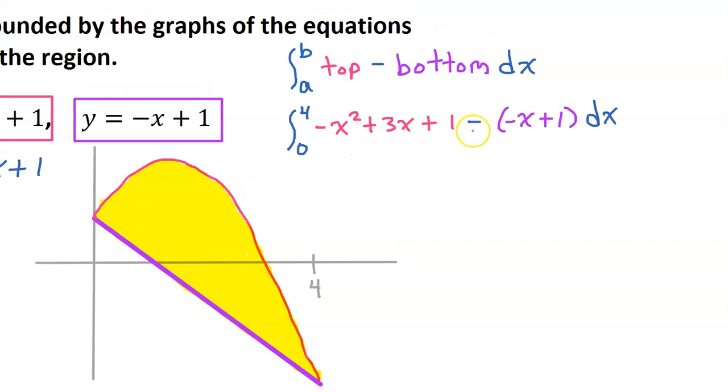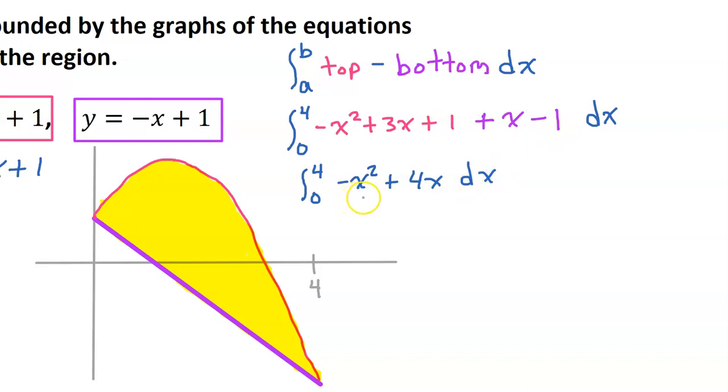So here's the top function minus the bottom function, but let's go ahead and distribute this negative sign. So we should get positive x minus 1. So let's clean this up a little bit by combining like terms. So we have the integral from 0 to 4 of negative x squared. 3x plus x is 4x. And then plus 1 and minus 1 cancel each other out.